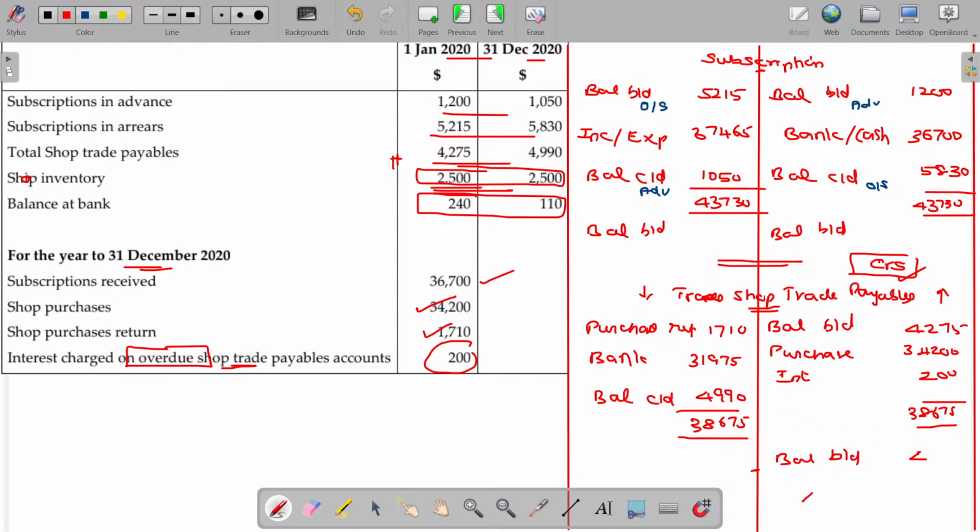So rewrite here 4,990. Here being 1,050. Here 5,830.